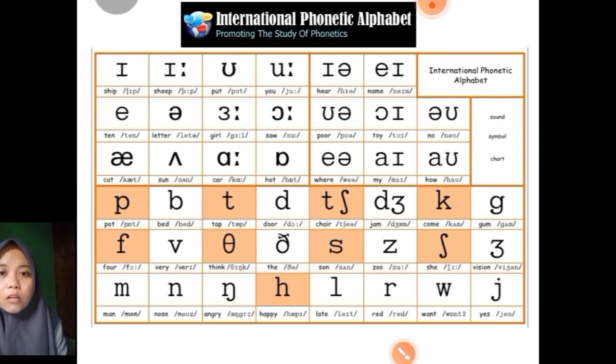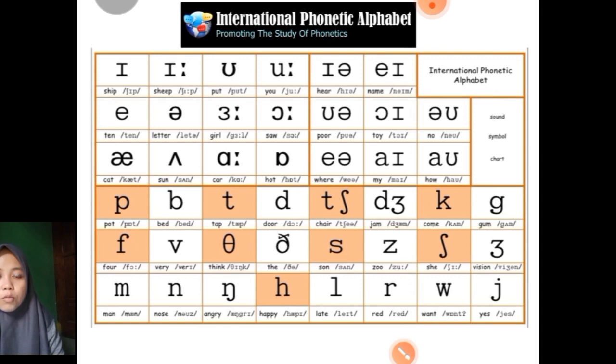And the second is diphthongs. There are 8 diphthong sounds. Diphthongs are 2 vowel sounds in a syllable, or a combination of 2 vowel sounds. Diphthongs are also called gliding vowels, as one vowel sound glides into another.